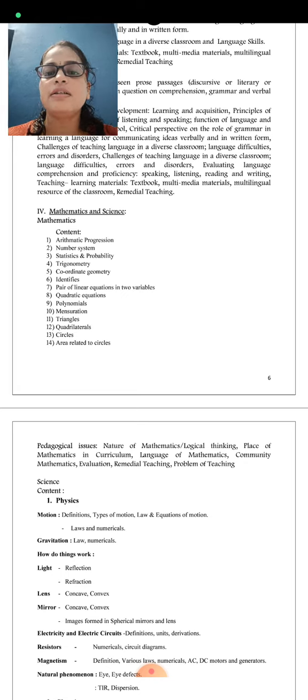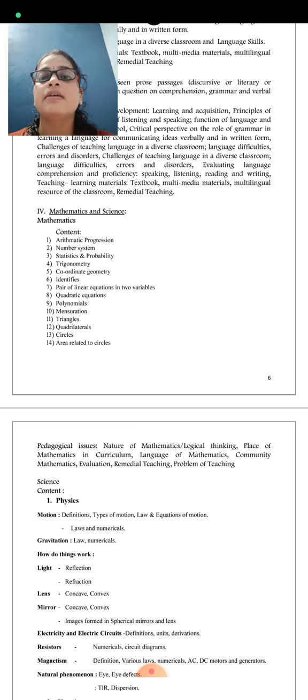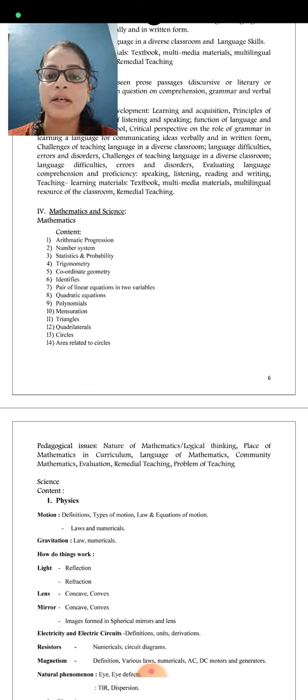And the 13th chapter is circles, and the 14th is area related to circles. This 14th chapter is based on the 13th chapter only. In the circle we have to learn the definition of the circle, and we have to learn some of the terms in the circle, that is radius, diameter, chord. We have to learn these terms.